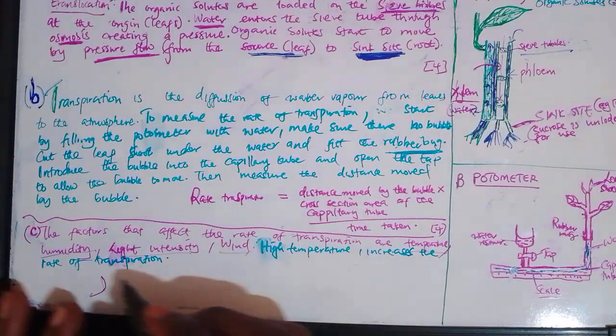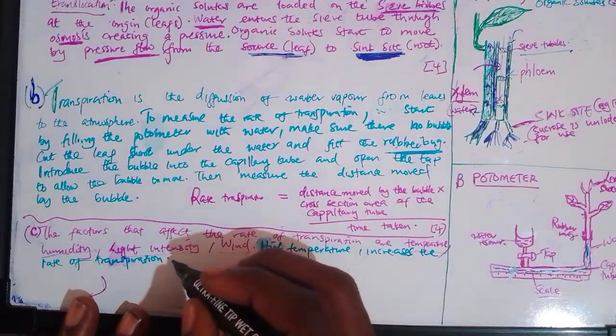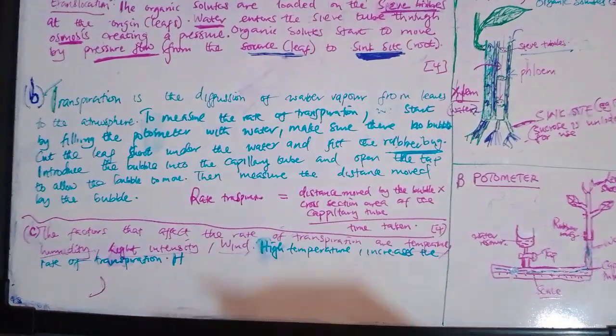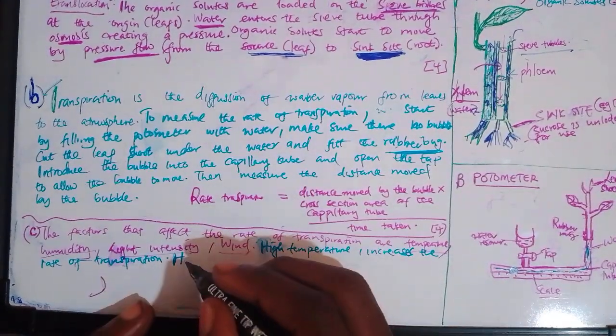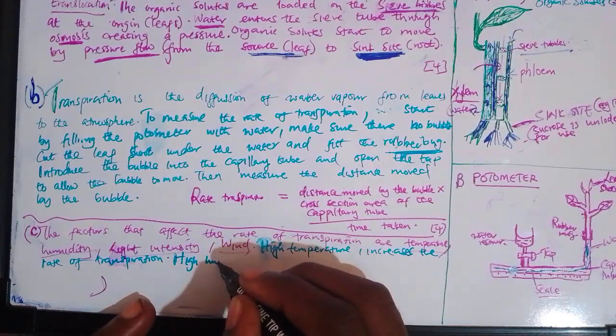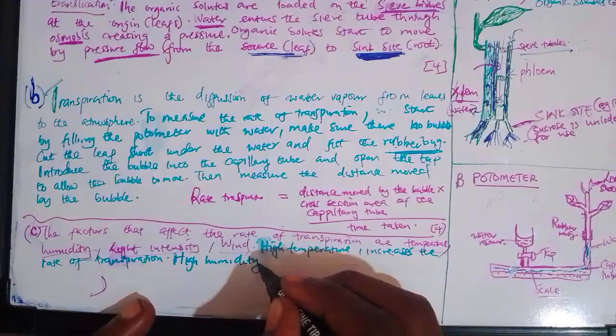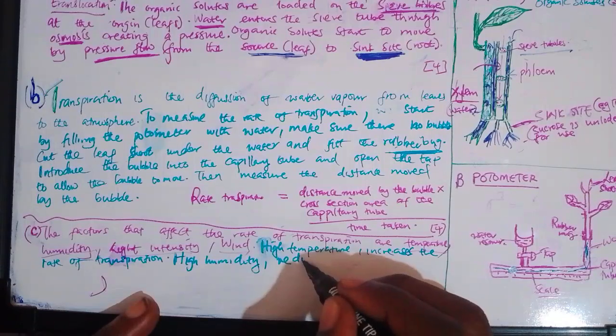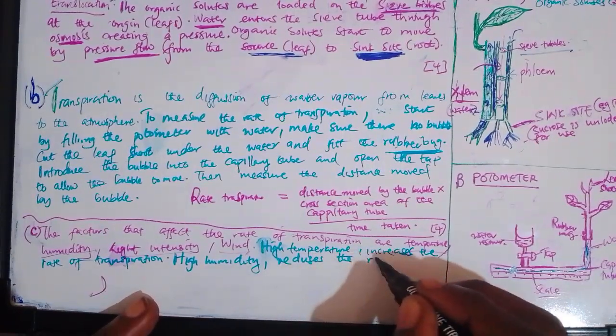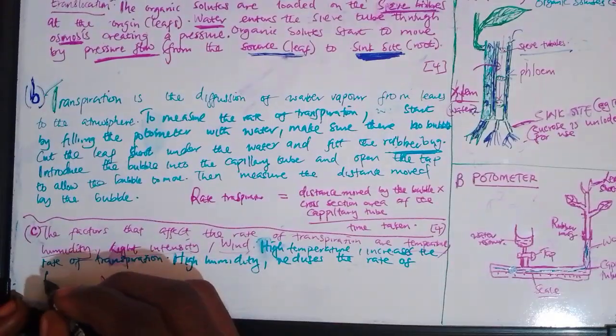Then you move on to humidity. Humidity is the measurement of the water vapor in the atmosphere. So imagine if we have a lot of water vapor in the atmosphere, meaning that water vapor at the surface of the leaf won't be needed. So if we have high humidity, it reduces the rate of transpiration.